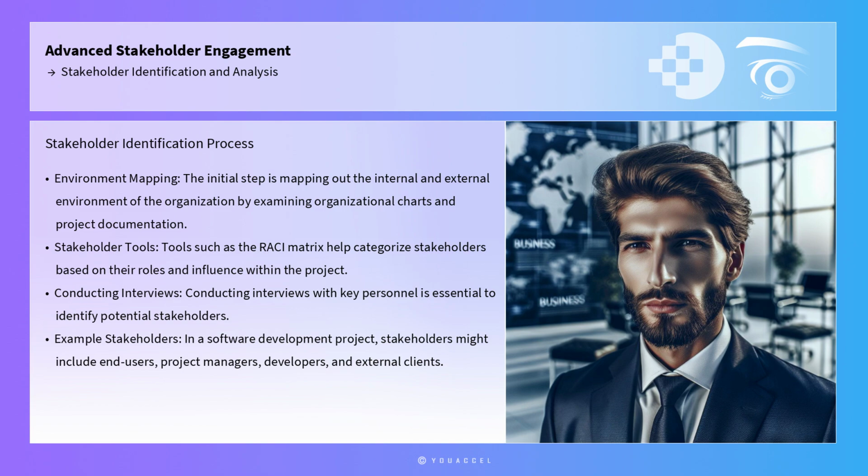The initial step in stakeholder identification is mapping out the internal and external environment of the organization. This involves examining organizational charts, project documentation, and conducting interviews with key personnel to identify potential stakeholders. Tools such as the RACI matrix, responsibility, accountability, consulted, and informed, are invaluable here. This tool helps categorize stakeholders based on their roles and influence within the project.